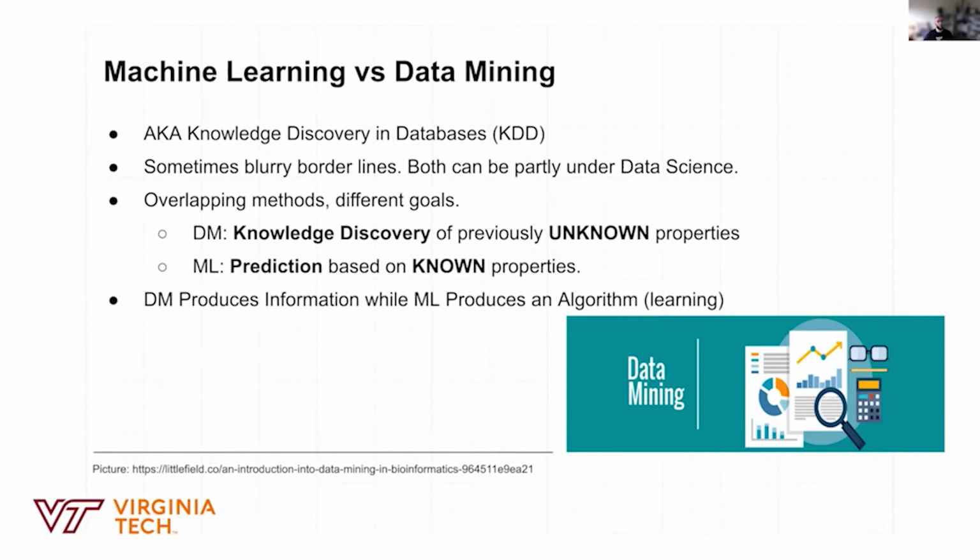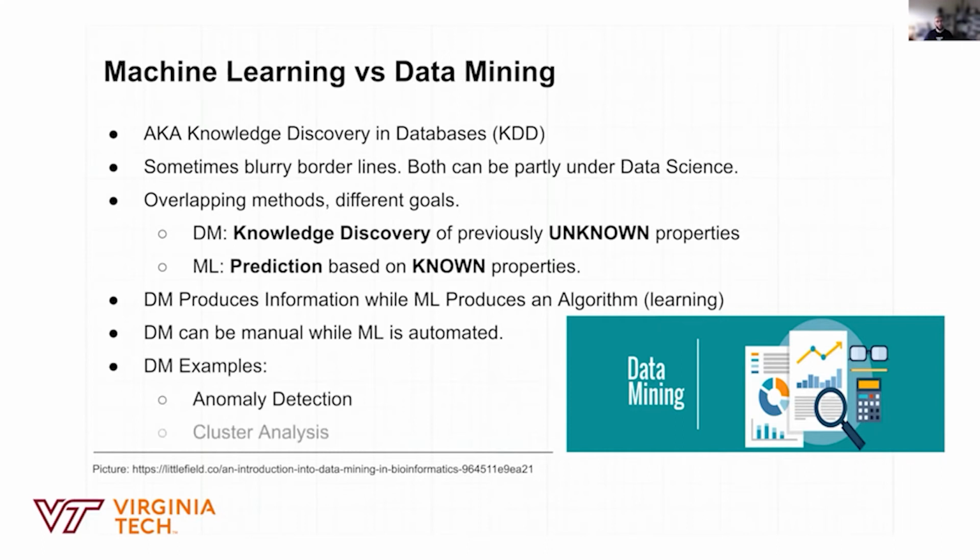So data mining produces information, while machine learning produces an algorithm. Remember when we said the difference between programming and machine learning is that machine learning produces an algorithm, a program. Data mining also can be manual. There are some techniques that can be manual, while machine learning is always automated.